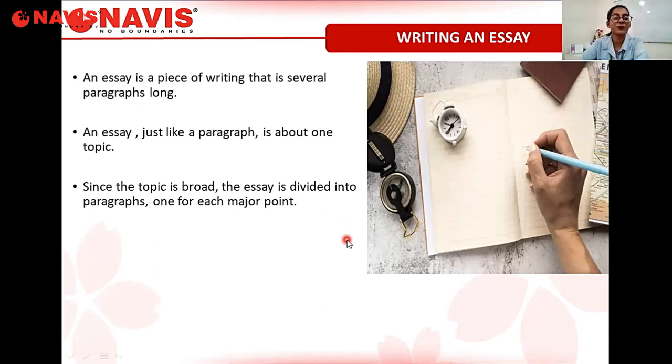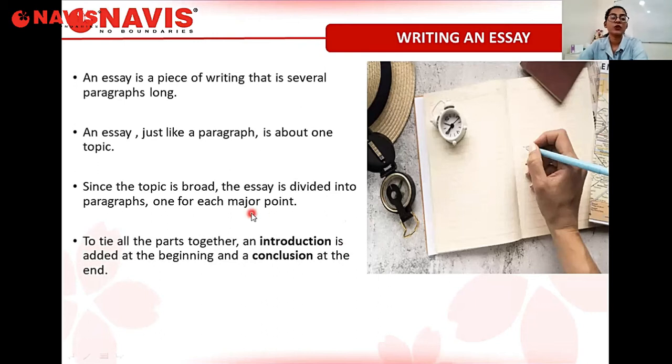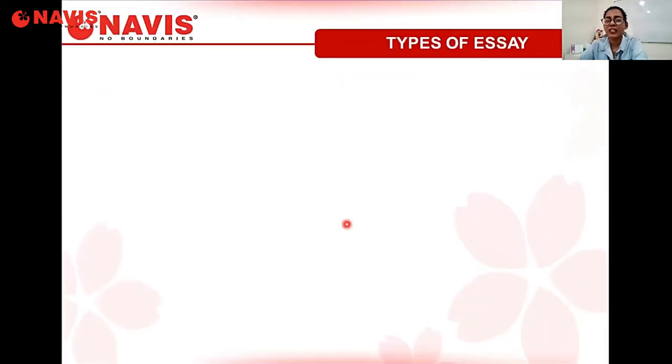Thank you. All right, since the topic is broad, the essay is divided into paragraphs and it also controls the major topic. To tie all the parts together, what do you require? One is the introduction at the beginning, then we have the body, and at the end we have a conclusion. So what are the types of essays that you can see in IELTS?